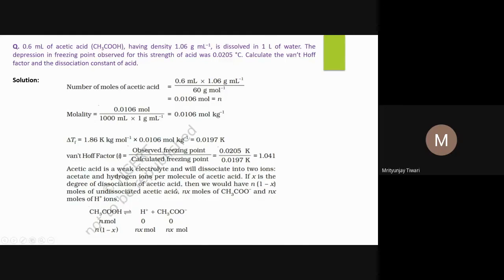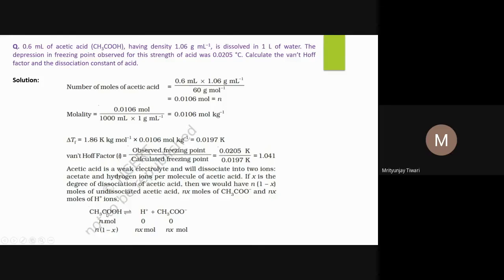Suppose x is the degree of dissociation of the acetic acid. The number of molecules dissociated per molecule is called the degree of dissociation. If a total of n molecules of acetic acid is given, then for n molecules the number dissociated will be nx. At equilibrium, the remaining acetic acid, which was initially n moles, will be n minus nx. If you take n common, what is left is n into 1 minus x.